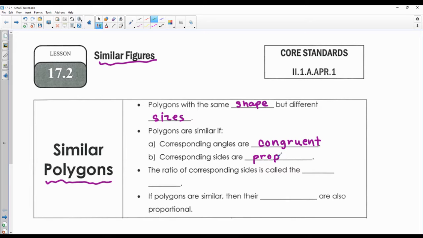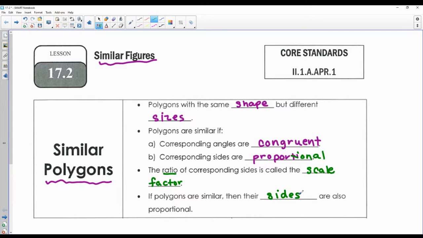So proportional. And then we have a ratio. Now remember, a ratio is just when you compare two things. In this one, we're going to compare one side to another side. But the ratio of corresponding sides is called the scale factor. The scale factor goes right here. And then if the polygons are similar, then their sides are also proportional.